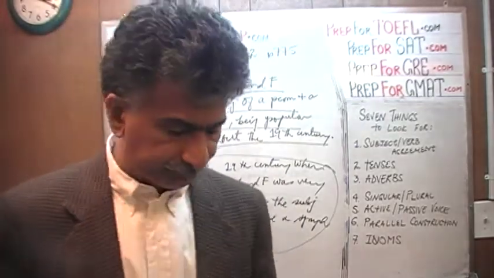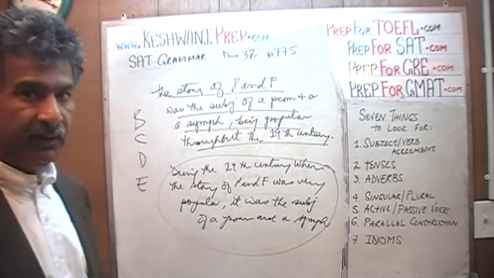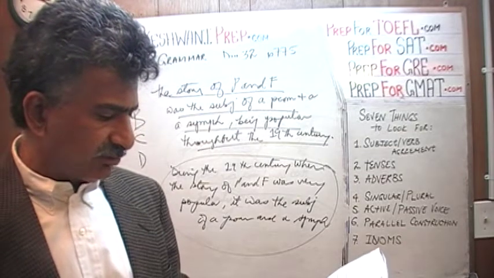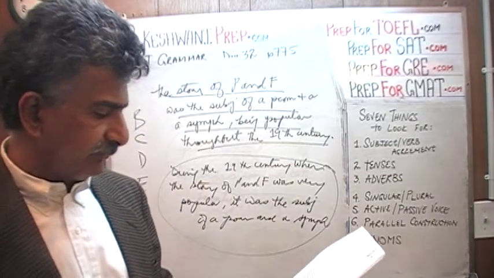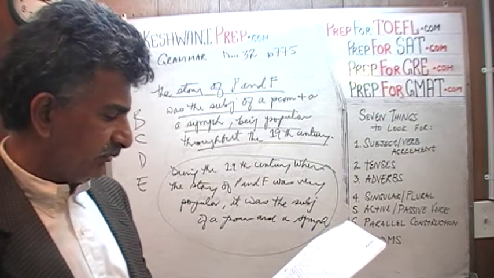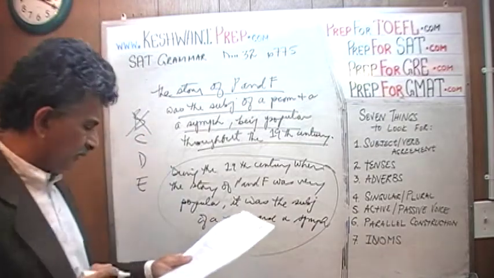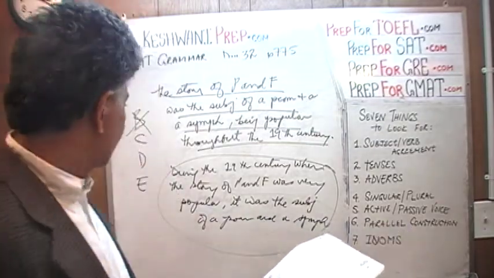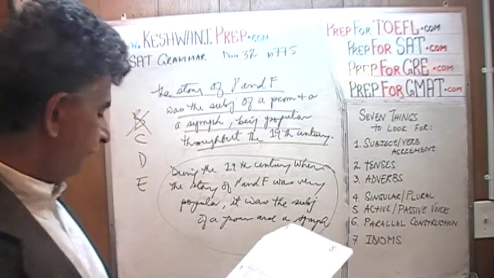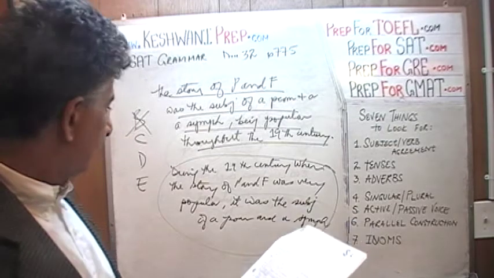Let's see what we can do. B, C, D, and E. We leave out the A because the way it's written, we don't like it obviously. B says, the tragic story of P and F was popular throughout the 19th century, where it is being made. Oh, what the hell? Where it is being made? No. C says, the tragic story of P and F was popular throughout the 19th century, when it was the subject of both a poem and a symphony.